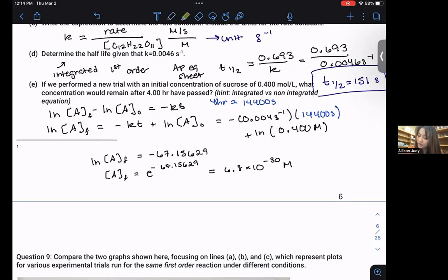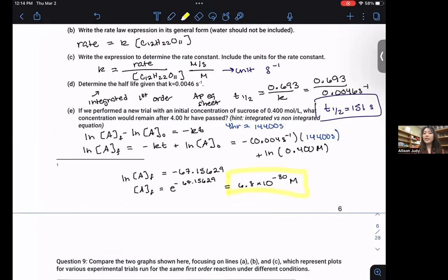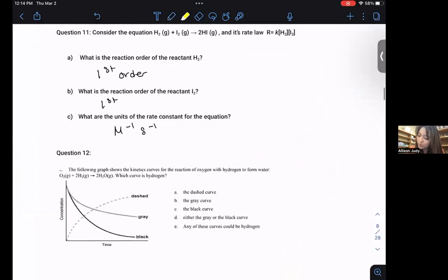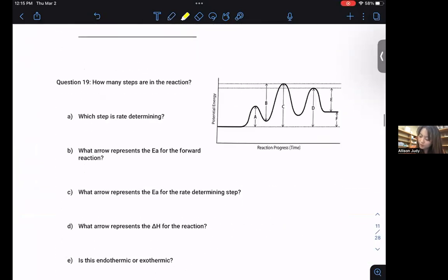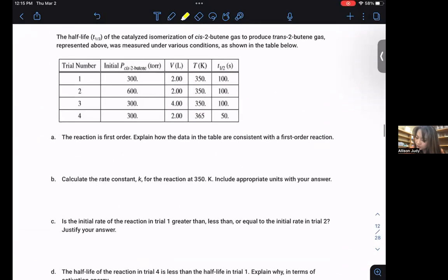All right. So there's your answer. There's your walkthrough. Let's go ahead and head to an AP question. So we're going to do AP question number 1 and 2.